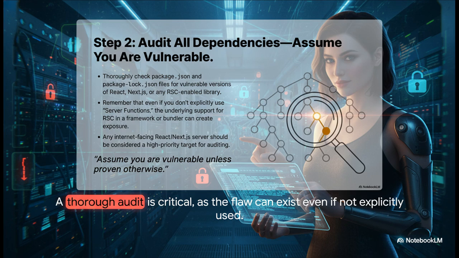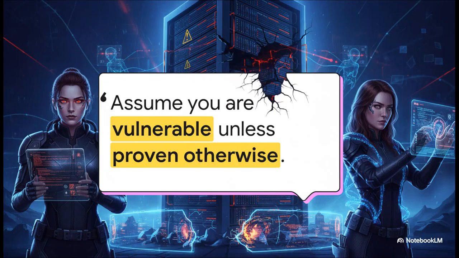Step 2. Audit. Look, patching the main application isn't always enough. This vulnerability can hide deep inside a project's code library. Every single internet-facing application built with this tech has to be considered a high-priority target for a complete audit. This is the mindset your teams have to adopt, effective immediately. They must assume they are vulnerable and work backwards to prove they are safe, not the other way around. The default assumption has to be one of exposure.